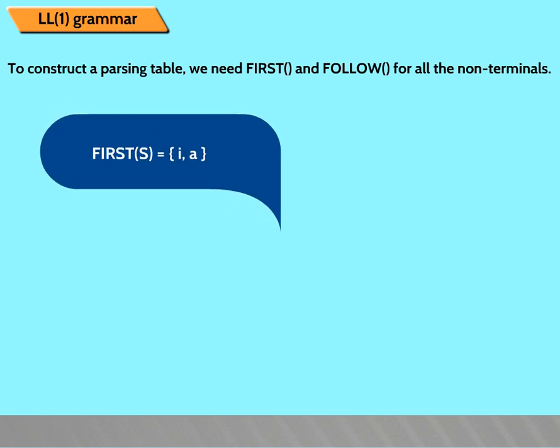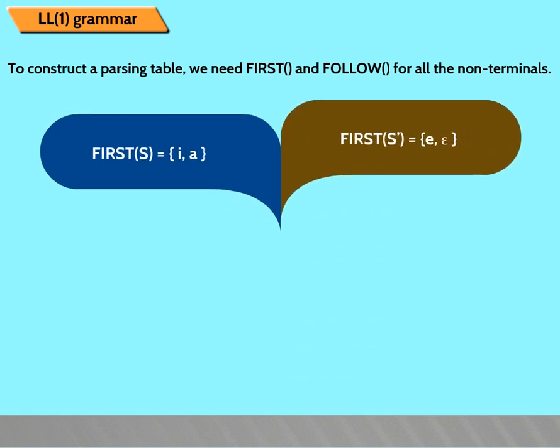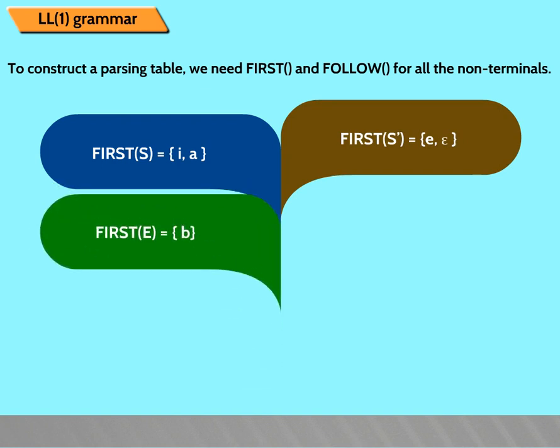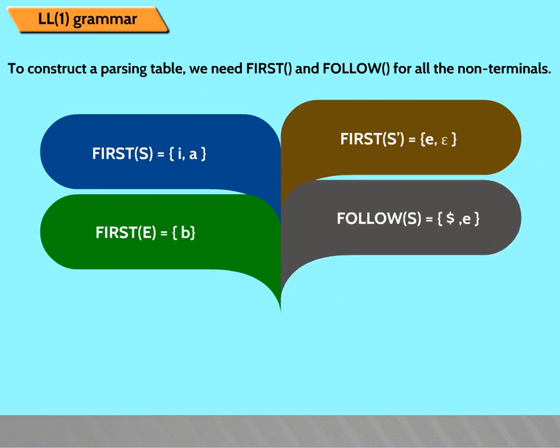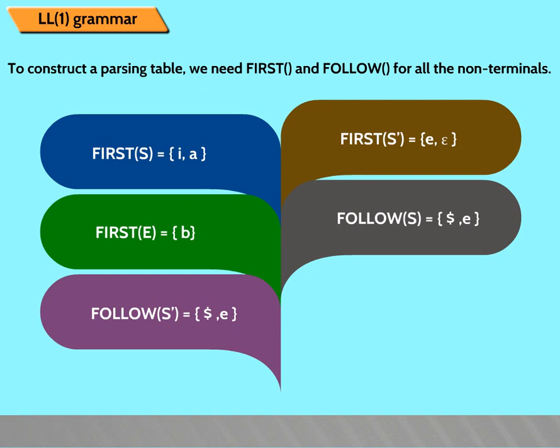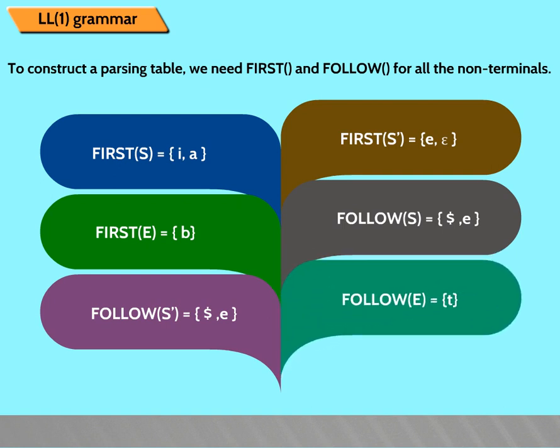First of S is equal to i, a. First of S dash is equal to e, epsilon. First of E is equal to b. Follow of S is equal to dollar, e. Follow of S dash is equal to dollar, e. Follow of E is equal to t.